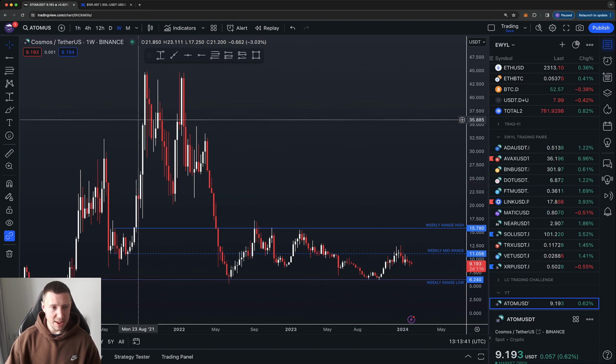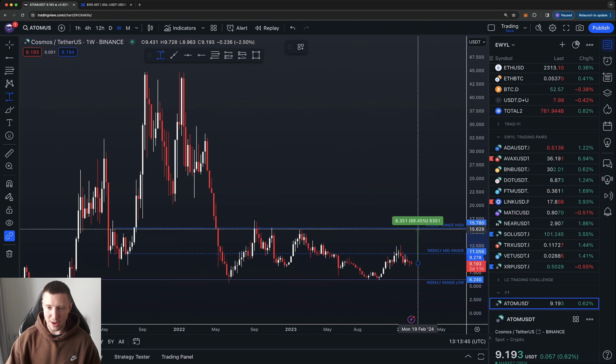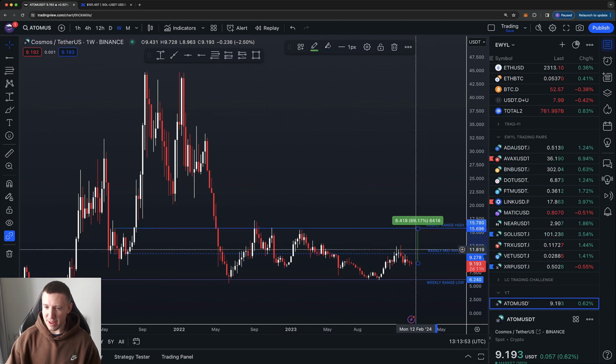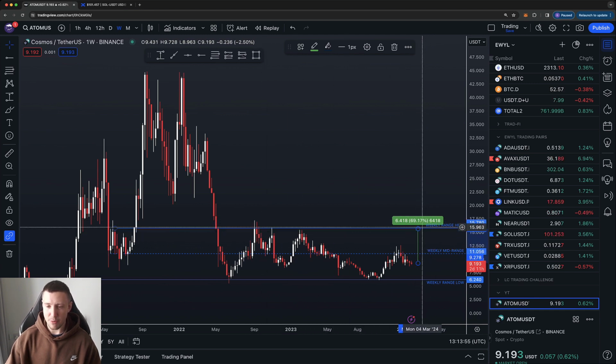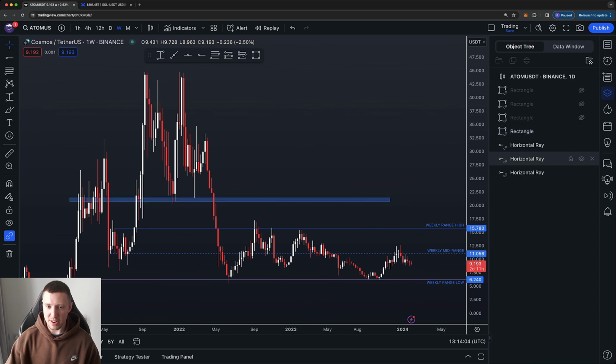So if we take a look at what a run from here to that weekly range high alone is, it's still a 70% run, which isn't too bad. You might want to consider taking profits there, taking a little bit off the table in case we get another rejection. However, that being said, I think it's very likely that the next time we come up and test this weekly range high of $15 will be the breakout.